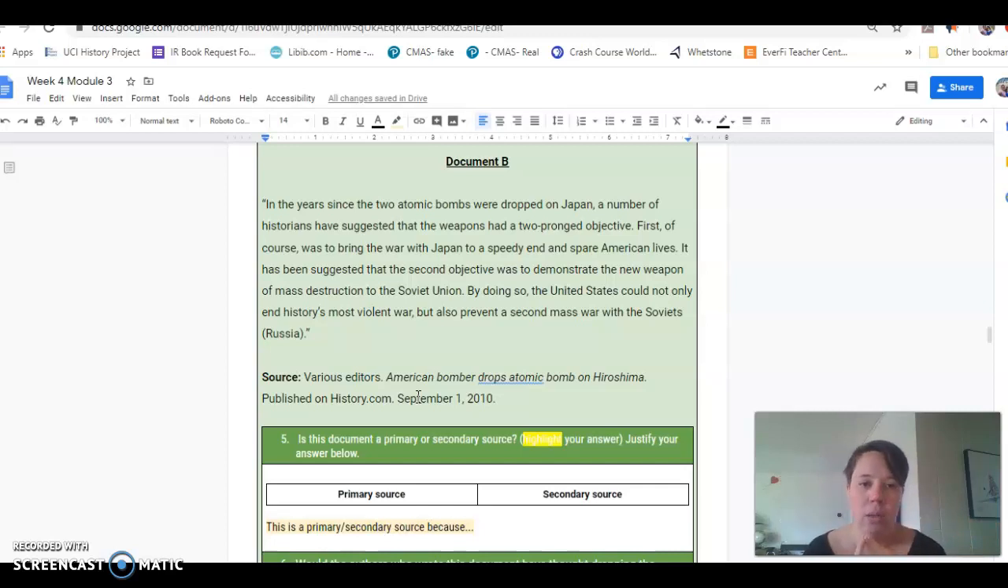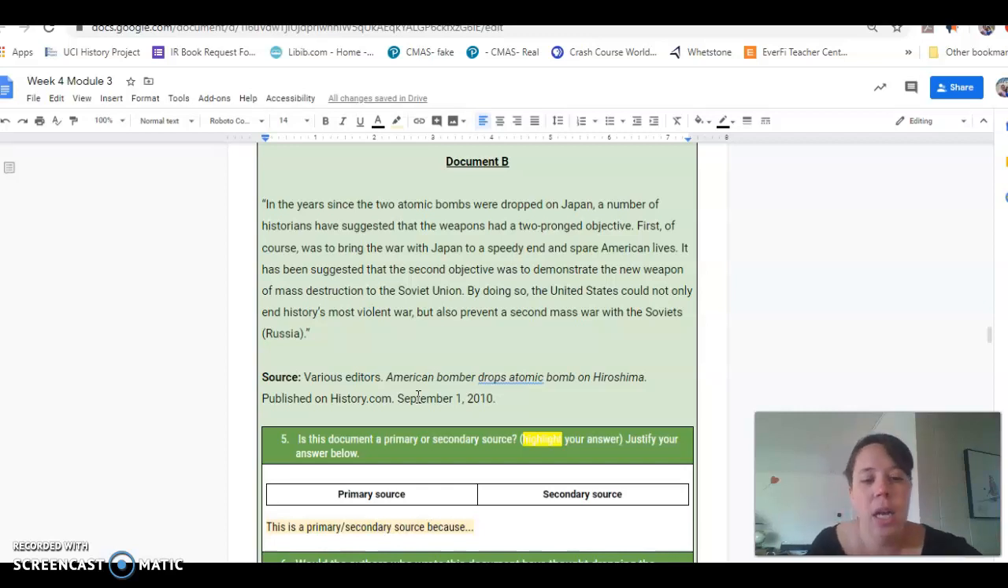First, of course, was to bring the war with Japan to a speedy end and spare American lives. It has been suggested that the second objective was to demonstrate the new weapon of mass destruction to the Soviet Union. By doing so, the United States could not only end history's most violent war, but also prevent a second mass war with the Soviets, Russia, who was being controlled by Stalin at the time.